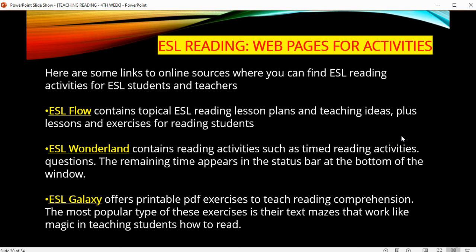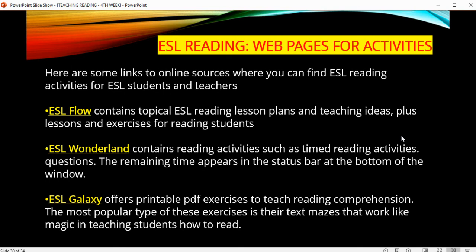Now, here we are going to talk about some web pages related to practice and to develop the reading skill in our students. One of them is the ESL Flow. Here you can find ESL reading lesson plans and teaching ideas, also lessons and exercises for reading students.